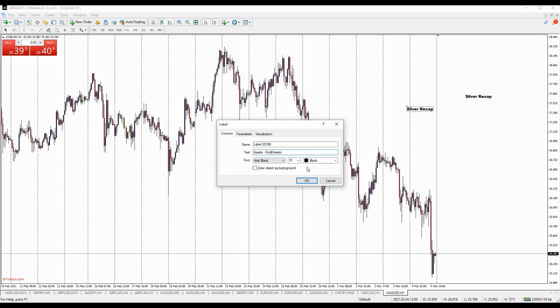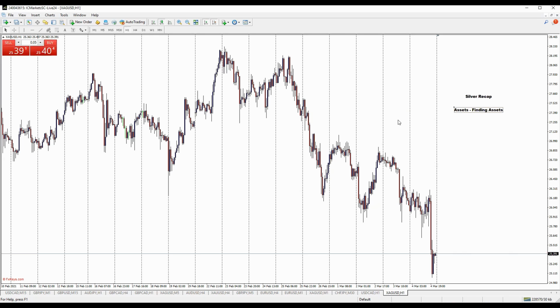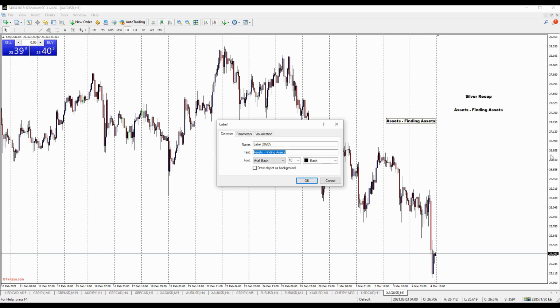When you're finding assets, there's a whole load of things. Of course, the price is important, but there's a whole load of things to look for. So if I use silver as an example, the first thing you want to go for is you want to know the use case of the asset. So, use case of assets.